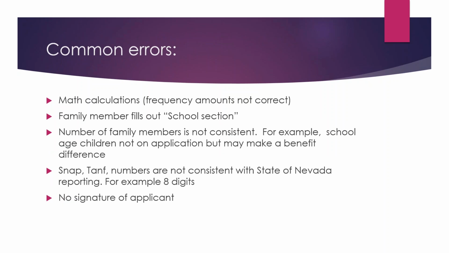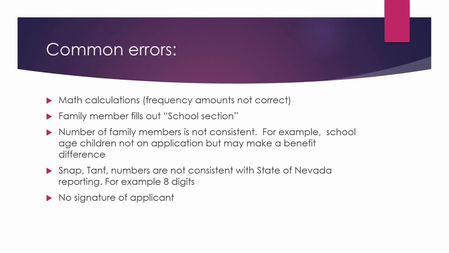So common errors in meal benefit applications would be math calculations. Either the frequencies are not listed or the amounts are not correct. Again, when you're doing that annualizing or converting to an annual income.